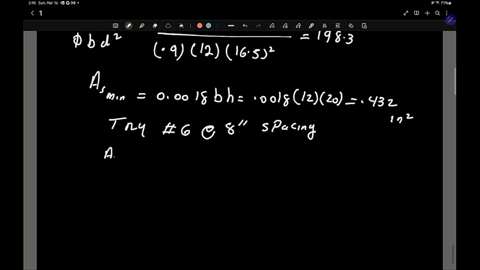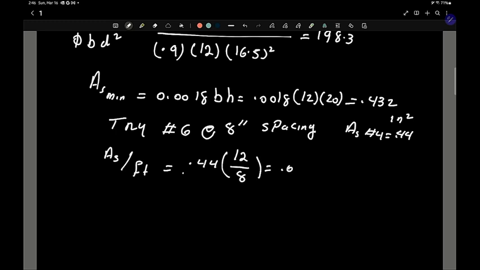So the area of the steel per 1 foot strip: the number was 0.44 for number 6. So AS for number 6 is equal to 0.44, and that's from the table. So 0.44 divided by 12 inch, times 8 inch spacing, and that will give me 0.66 inch square per foot section.